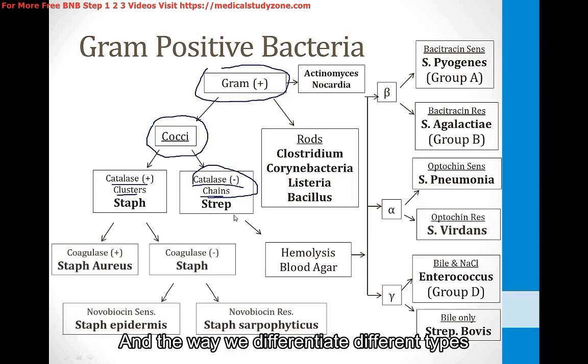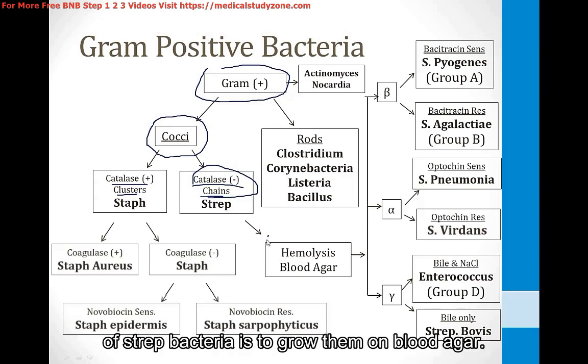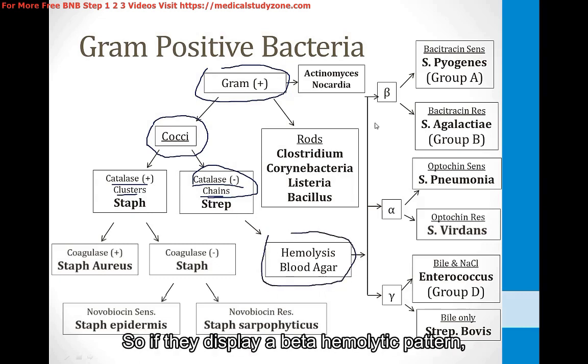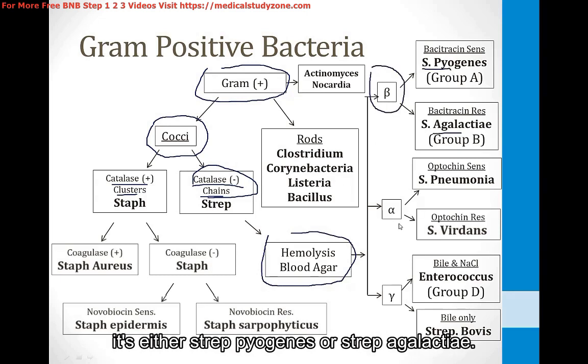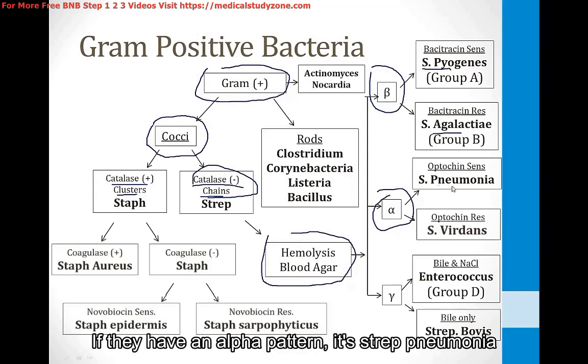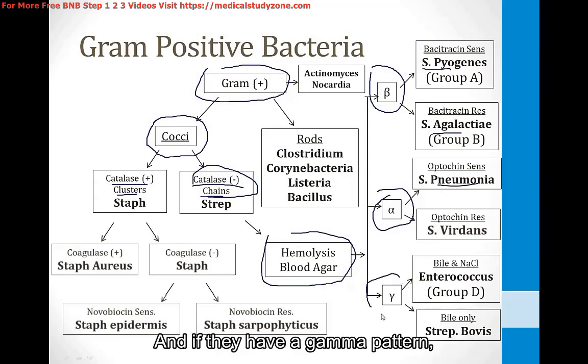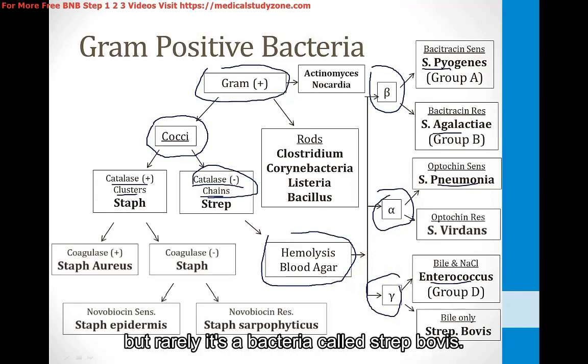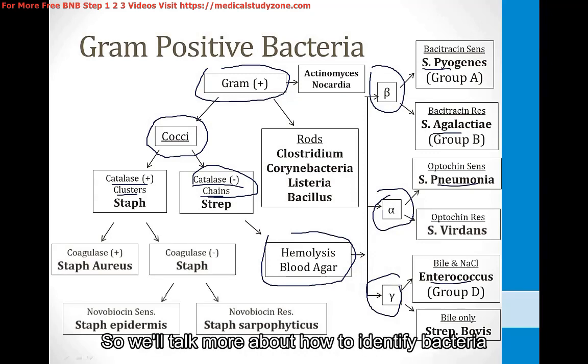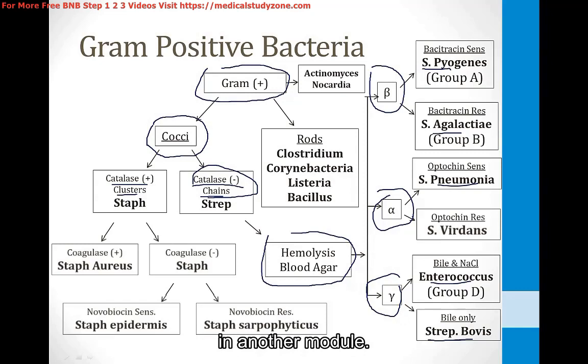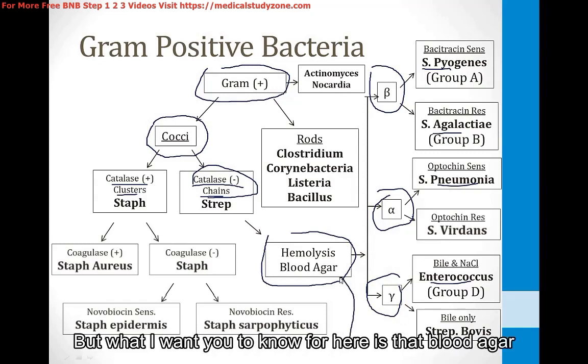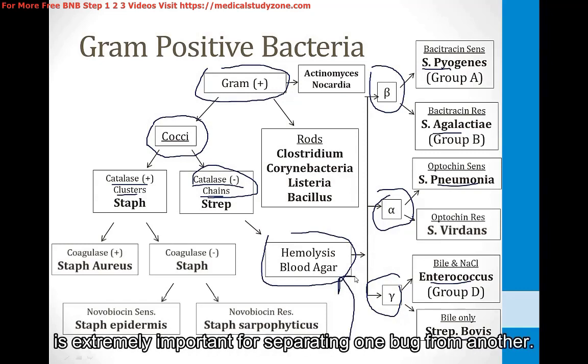And the way we differentiate different types of strep bacteria is to grow them on blood agar. So if they display a beta hemolytic pattern, it's either strep pyogenes or strep agalactiae. If they have an alpha pattern, it's strep pneumoniae or strep viridans. And if they have a gamma pattern, it's one of these down at the bottom. Usually it's Enterococcus, but rarely it's a bacteria called strep bovis. So we'll talk more about how to identify bacteria in another module, but what I want you to know for here is that blood agar is extremely important for separating one bug from another.